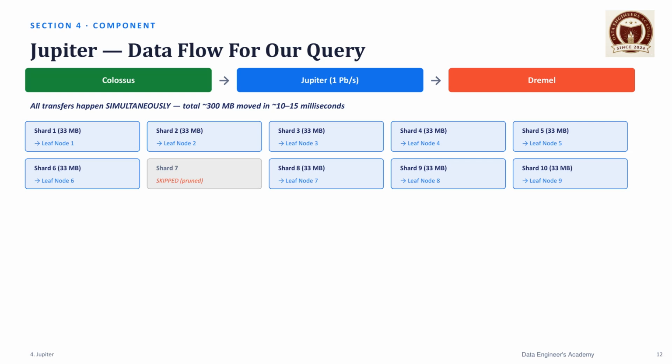Looking at the data flow over Jupyter, Colossus sends data to Dremel moving roughly 300 megabytes in just 10 to 15 milliseconds. Each active shard is transferred simultaneously to its corresponding leaf node.